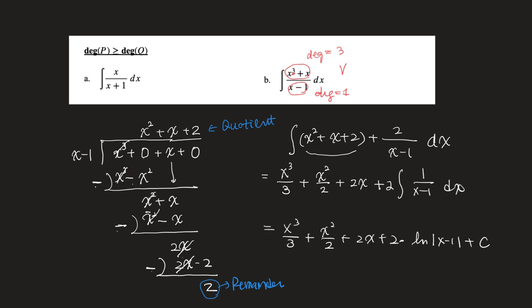So the first one: we check the degree. What do we have to do here? Check the degree of the numerator and denominator. If the numerator degree is greater than or equal to the degree of the denominator, you're going to do long division first, then you're going to do the integration.